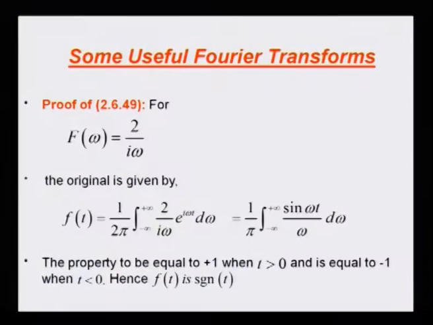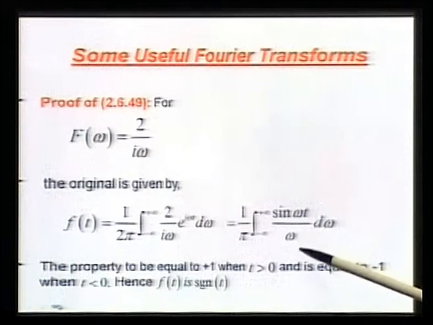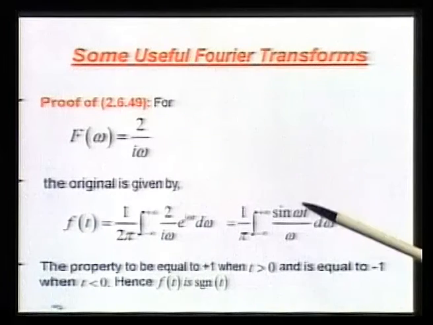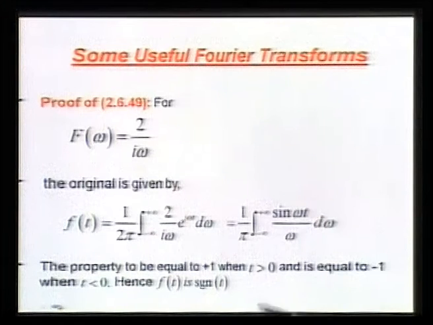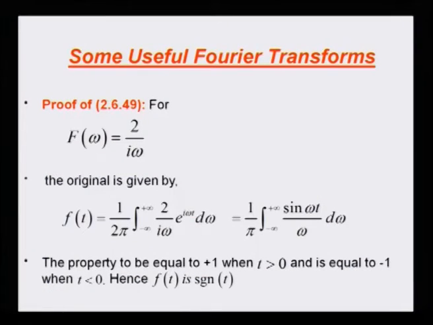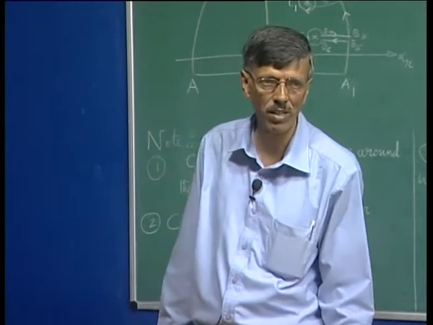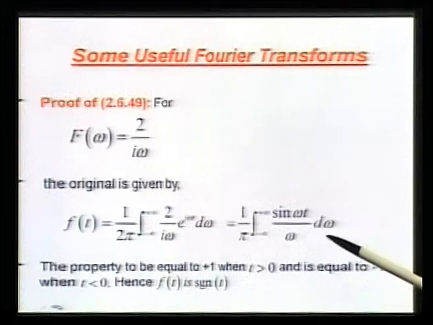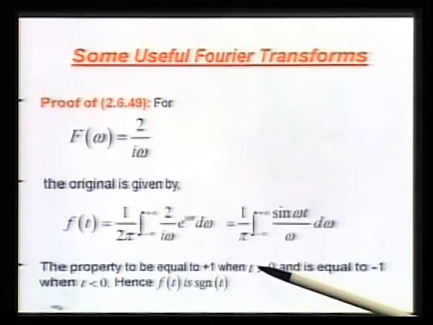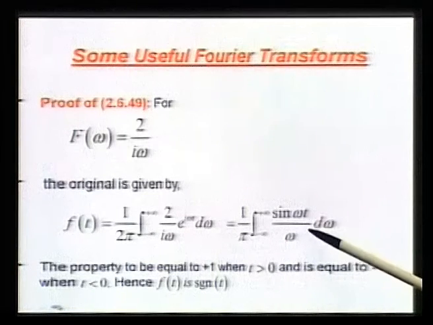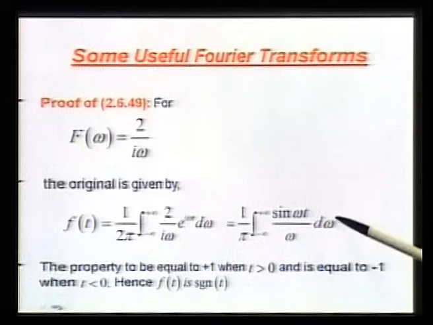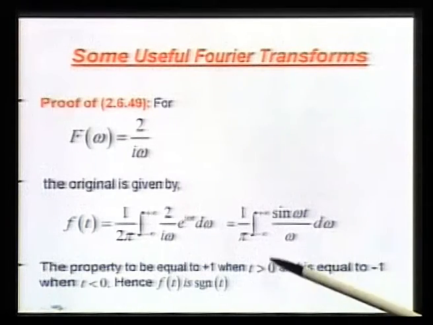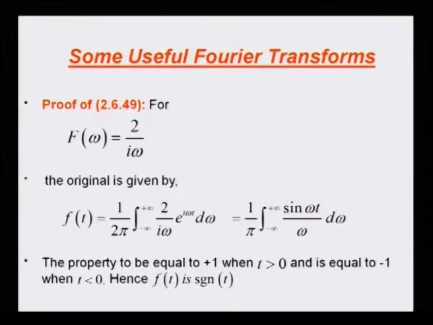This is like your integral of sin alpha x by x dx over all range. What happens is that if alpha is positive, then this integral becomes plus 1. If alpha is negative, the integral becomes minus 1. So, in this context, the integral is over omega. If t is positive, this will be plus 1, and if t is negative, this will be minus 1, and that is what we have shown here.